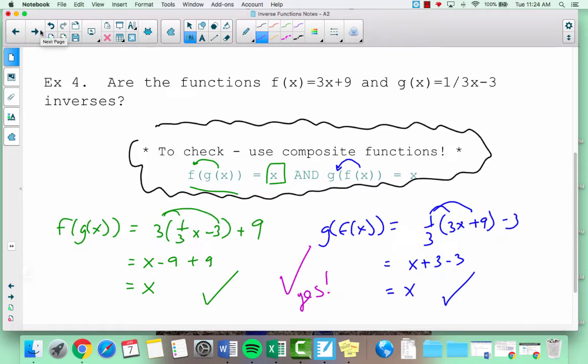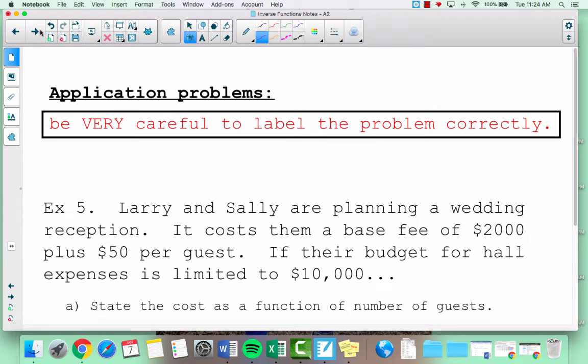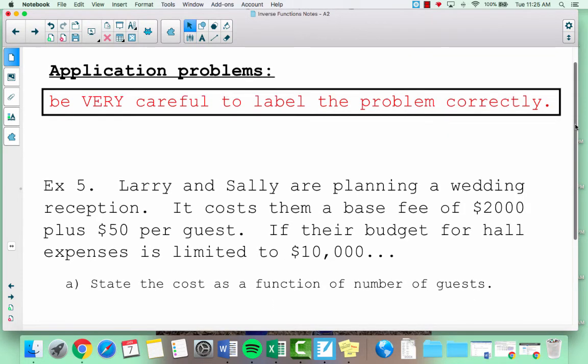The last example we're going to go through, bear with me because I know it's a lot to read, but it's very important. When you're doing application problems, you want to really make sure you're labeling your problem correctly. And the reason for this is because when you start putting units into a problem and you start switching the variables, the relationship between the variables will change. And if you don't change the way you label it, then the equation you get for your inverse will not make sense. Okay, so it's very important. So we're going to go through this example step by step, and I'll show you why it's so important to label.